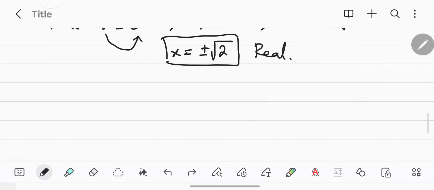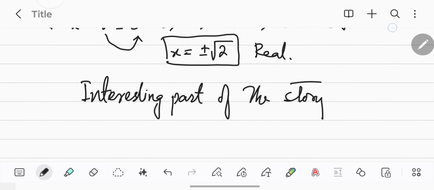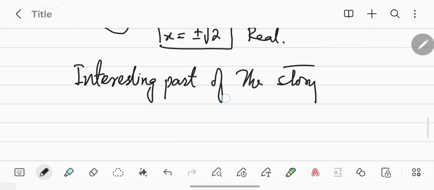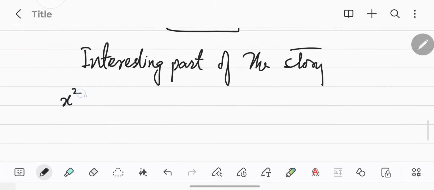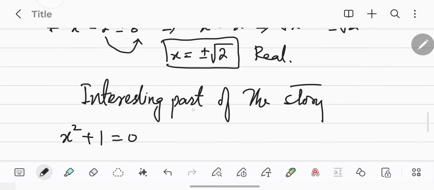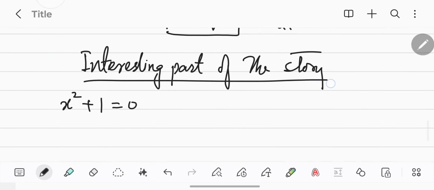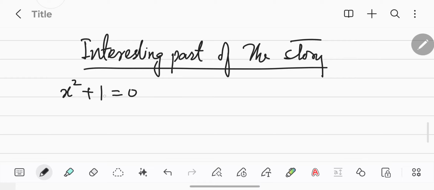But the story gets changed when we consider this kind of example. This is the interesting part of the story. Okay, what will you do? First of all, you will take this 1 to the other side. You will get x square is equal to minus 1.